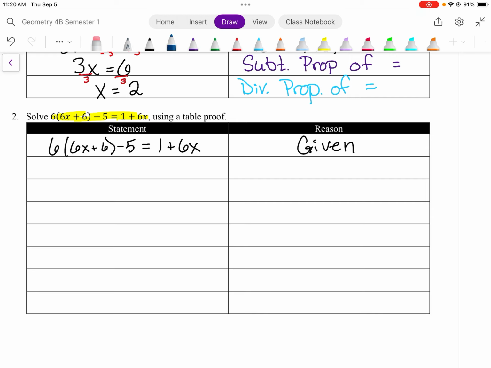So on this equation, the first thing I would do is I would want to get rid of those parentheses. And the way that we would do that is by distributing. So you would have to multiply it by both parts in the parentheses. So 6 times 6x is 36x. 6 times 6 is 36. So that's the only thing that's changing. The rest of the equation stays the same.